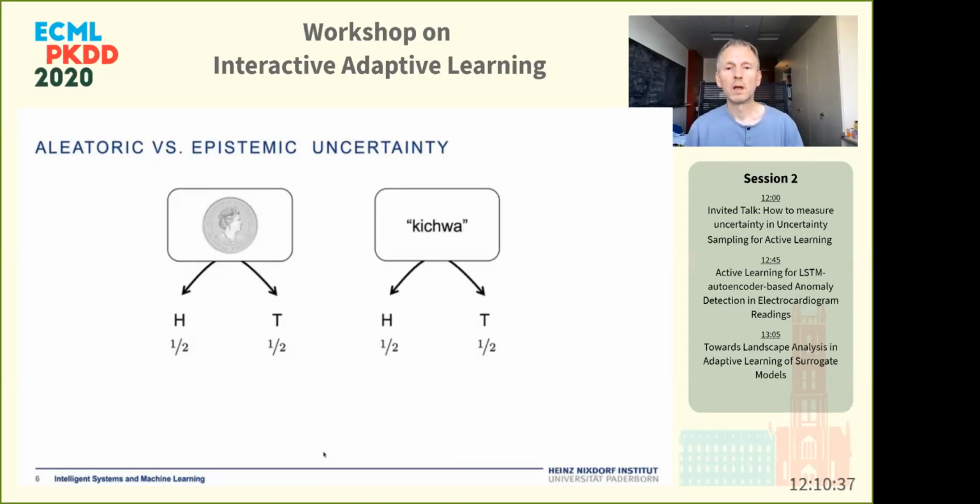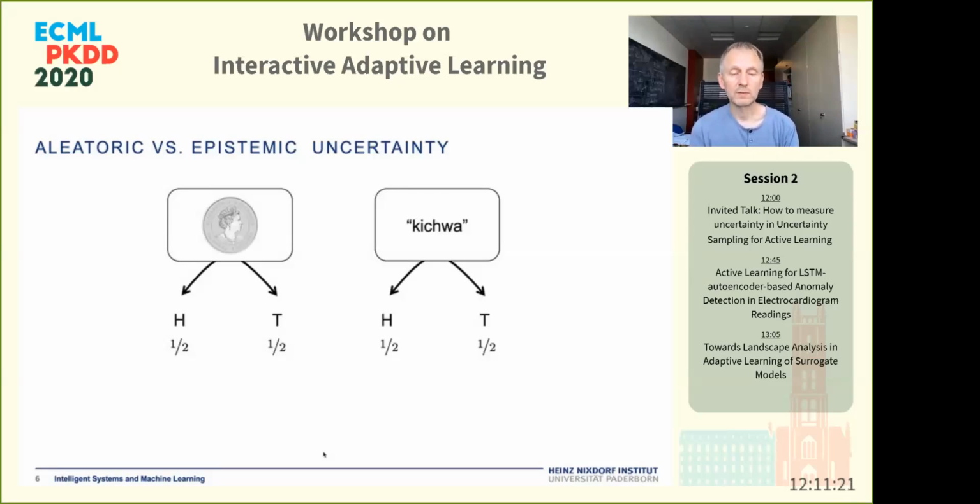As another example, consider the question, what is the meaning of the word Kichwa in Swahili? The word either means head or tail, this is what I can tell you, but you don't know which of the two is true. So you are probably as uncertain as in the coin flipping example, and if you have to assign a probability, you may again assign probability 1/2, referring to the principle of insufficient reason or maximum entropy.